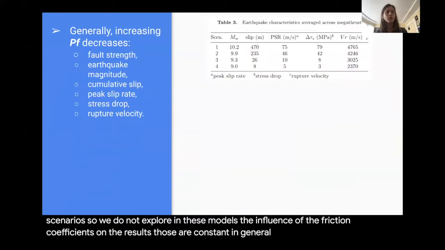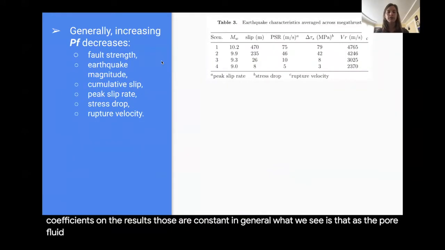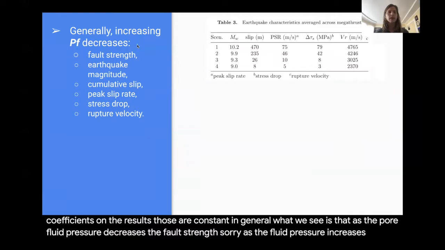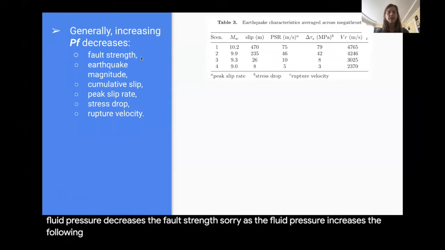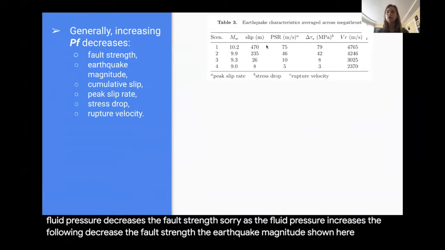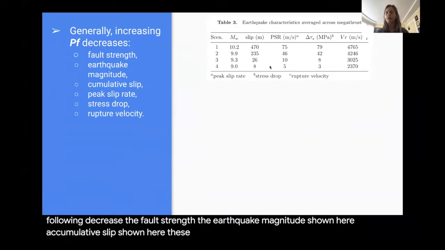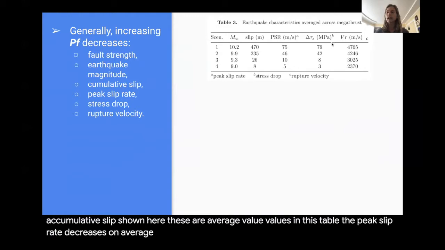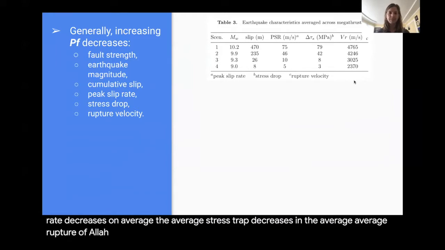In general, what we see is that as the pore fluid pressure increases, the following decrease: the fault strength, the earthquake magnitude shown here, and the cumulative slip shown here. These are average values in this table. The peak slip rate decreases on average. The average stress drop decreases, and the average rupture velocity decreases.